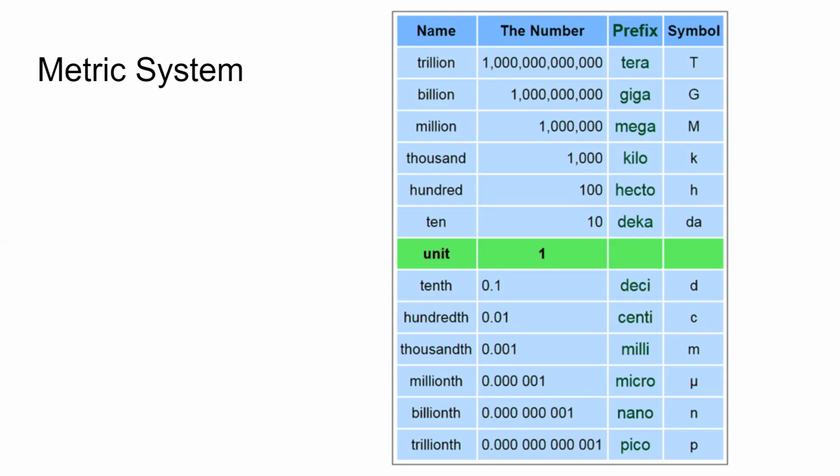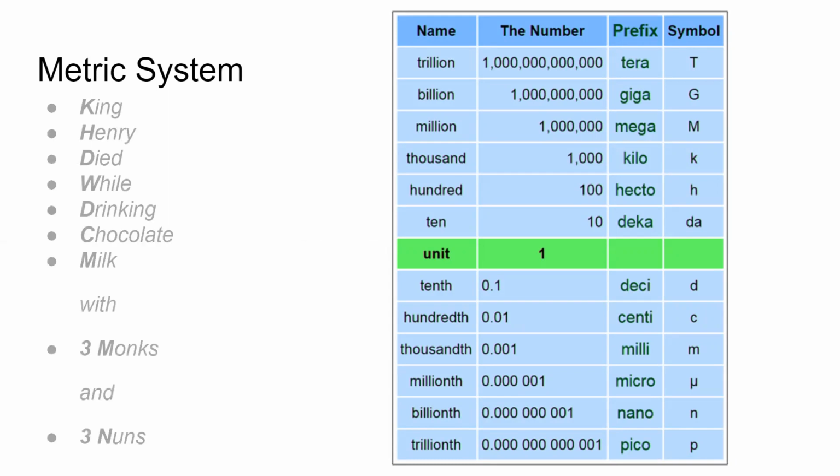A good way to remember the order is with an acronym. And the acronym that most people generally see is this one. King Henry died while drinking chocolate milk with 3 months and 3 nuns. As you can see, the acronym follows along with the kilo, 1,000 of whatever units, say meters, 1,000 meters, hecto, deca, deci, centi, milli, and the 3 months are also incorporated there as well. So it's just an easy way to see how the systems change, but you'll definitely want to get more familiar with this chart before you take the TEAS test.